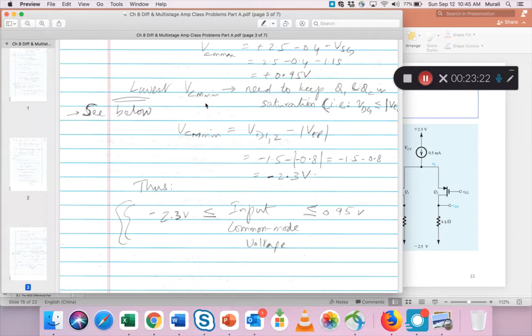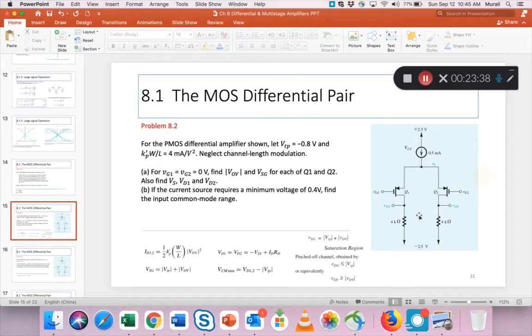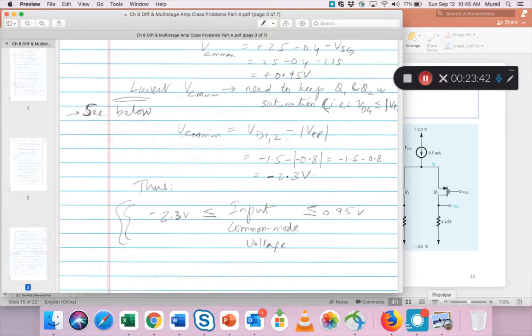The lowest VCM minimum is what is needed to keep Q1 and Q2 in saturation, right? That means VDG is less than VTP. That is the condition, which I show you here. VDG has to be less than VTP.